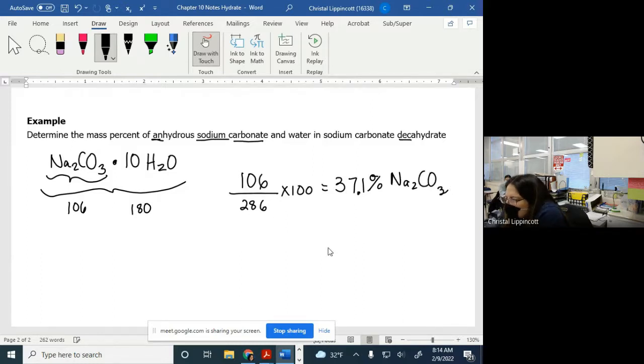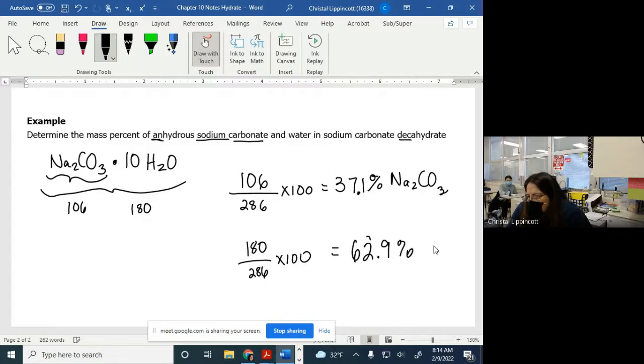Then we do the same for the water? Well, they wanted it in water too. So 180 divided by 286 times 100. Or, since you only have 2 components here, what could you do? Yeah, so that would be 62.9. Either way, you should end up with the same answer.